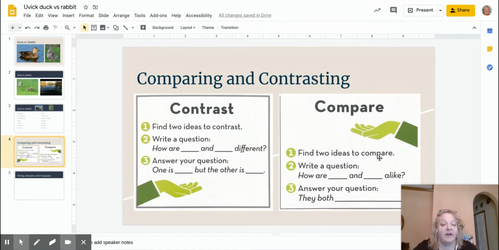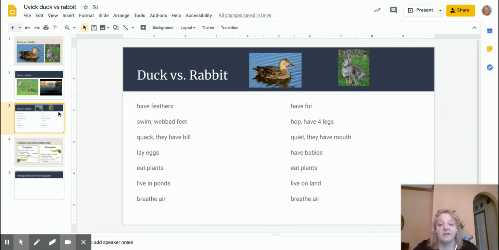When we compare, we think about how two things are alike. And then we can answer a question, they both. So if we go back up here to duck and rabbit, we can think about how are a duck and a rabbit the same? They both breathe air. They both eat plants. They're both living creatures. They both have eyes. So lots of ways those two are the same.